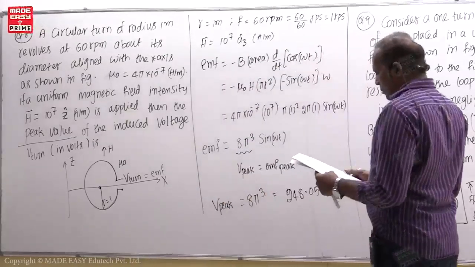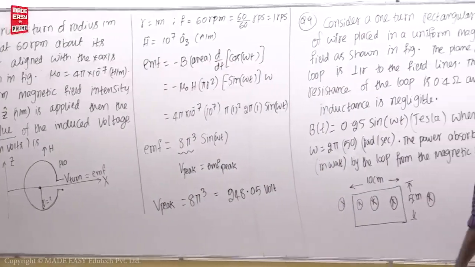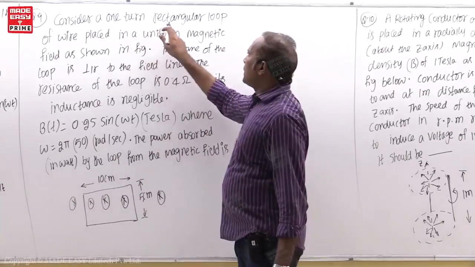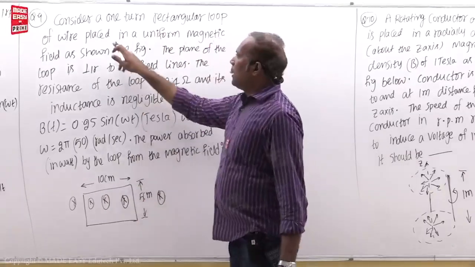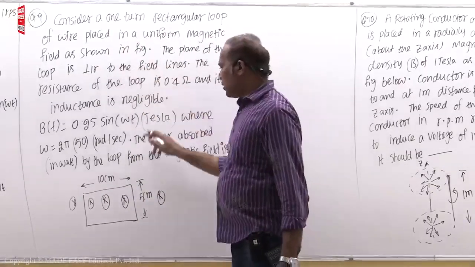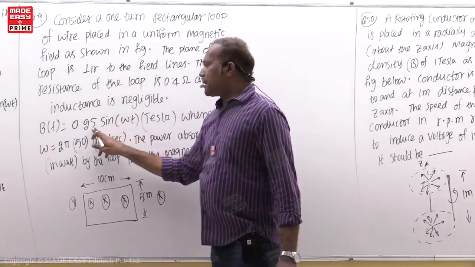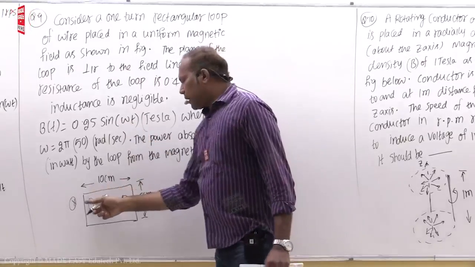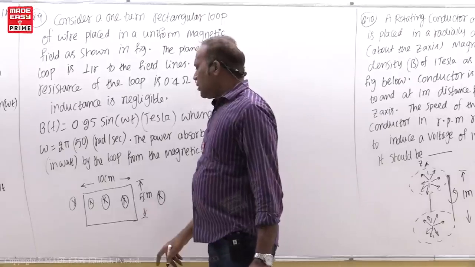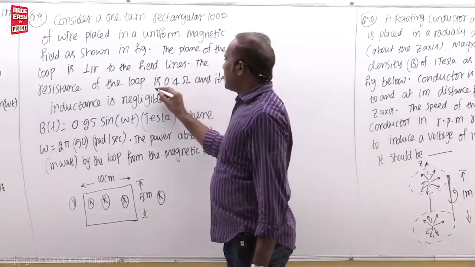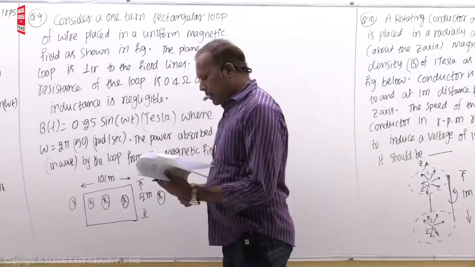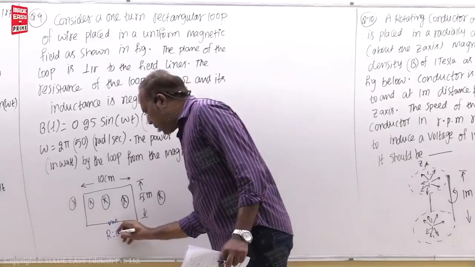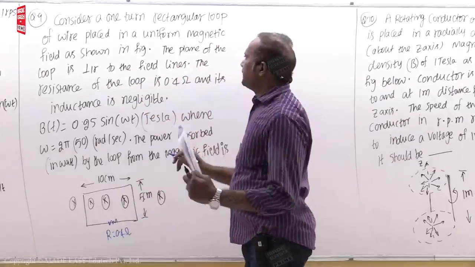Okay, now this diagram I have told you already. Whenever there is a loop, here he has given a one-turn rectangular loop. This is a rectangular loop of wire placed in a uniform magnetic field as shown in the figure. The magnetic field is uniform, meaning it is not a function of position, but it is a time-varying magnetic field. In a time-varying magnetic field, for a non-moving loop, EMF is induced, and for that resistance should be there. The resistance of the loop is given as 0.4 ohm.